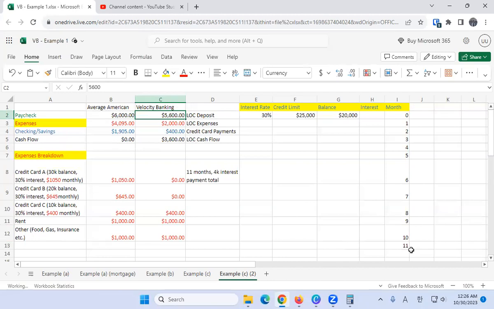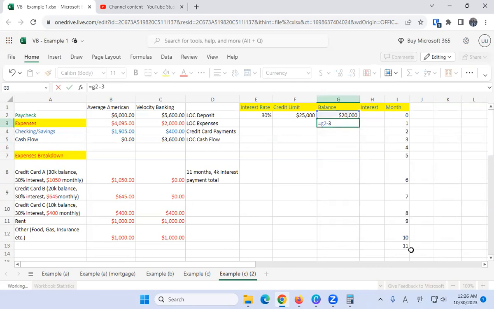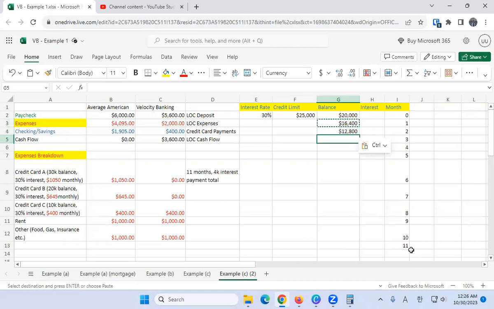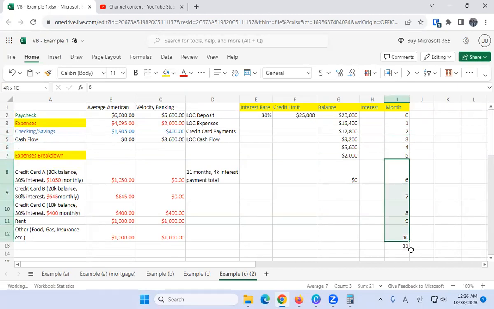Okay. So now what we do is we put this here, we take this out, and now it should go down by 3,600. So I'm just going to do G2 minus 3,600. And let's see how long it takes us to pay off that. Ooh, that's really quick. So about 5-6 months, right?